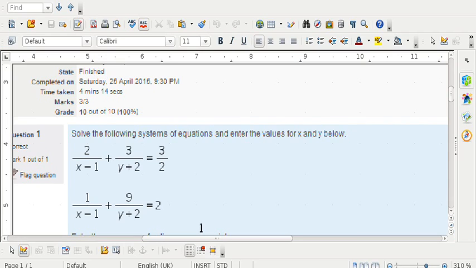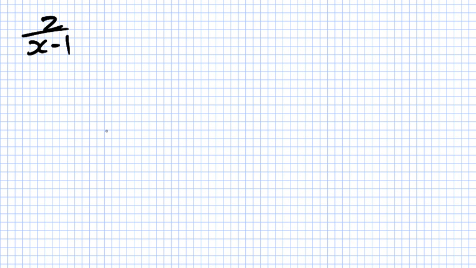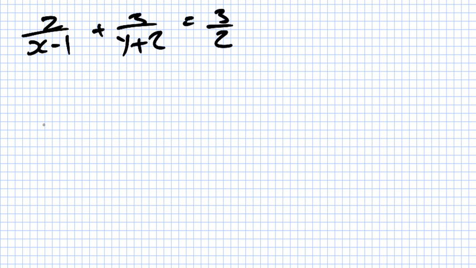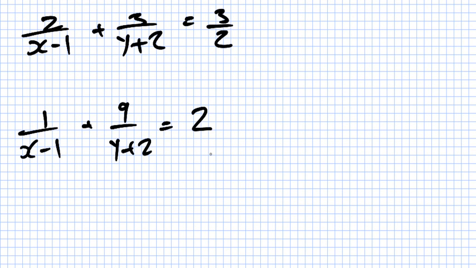2 over x minus 1 plus 3 over y plus 2 equals 3 over 2. And then the second equation is 1 over x minus 1 plus 9 over y plus 2 equals 2. Okay.